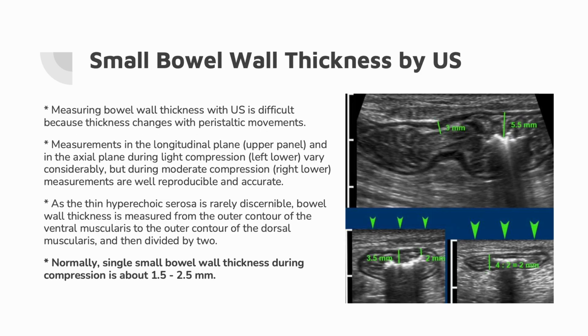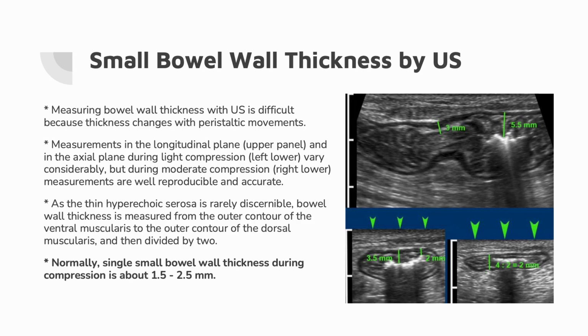And then small bowel wall thickness is pretty important when completing intestinal ultrasound. Sometimes it is difficult to measure this because of the peristaltic movements of the small bowel. The measurements can be done when the small bowel is compressed. As you can see, lighter compression on the left lower side makes the bowel wall thickness vary considerably, whereas on the right lower side, you can see moderate compression of the small bowel, which gives you a more reproducible and accurate depiction of the small bowel wall thickness.